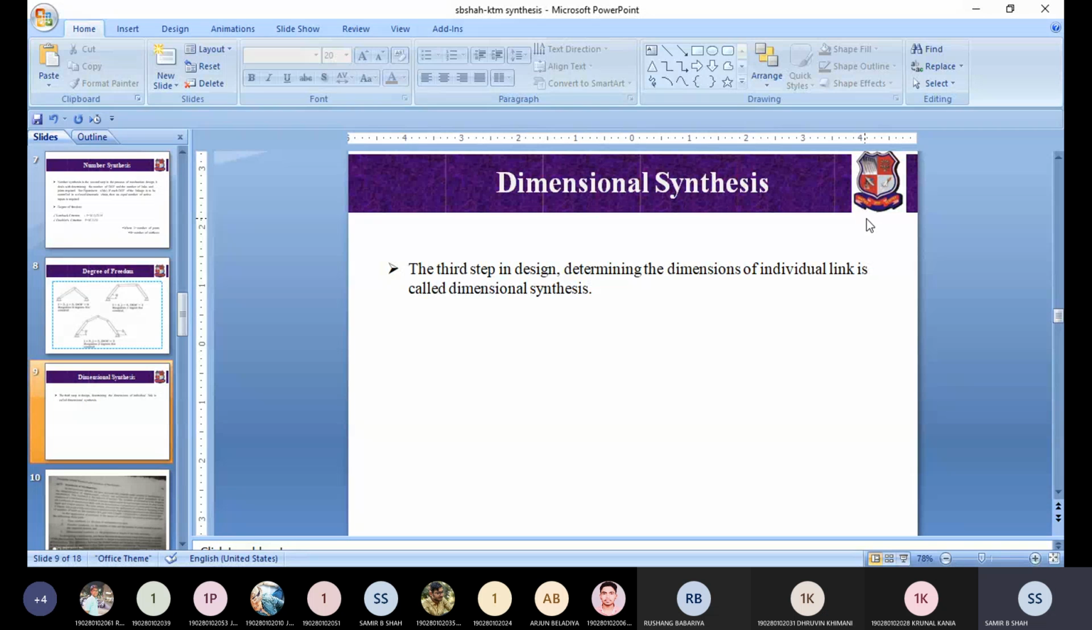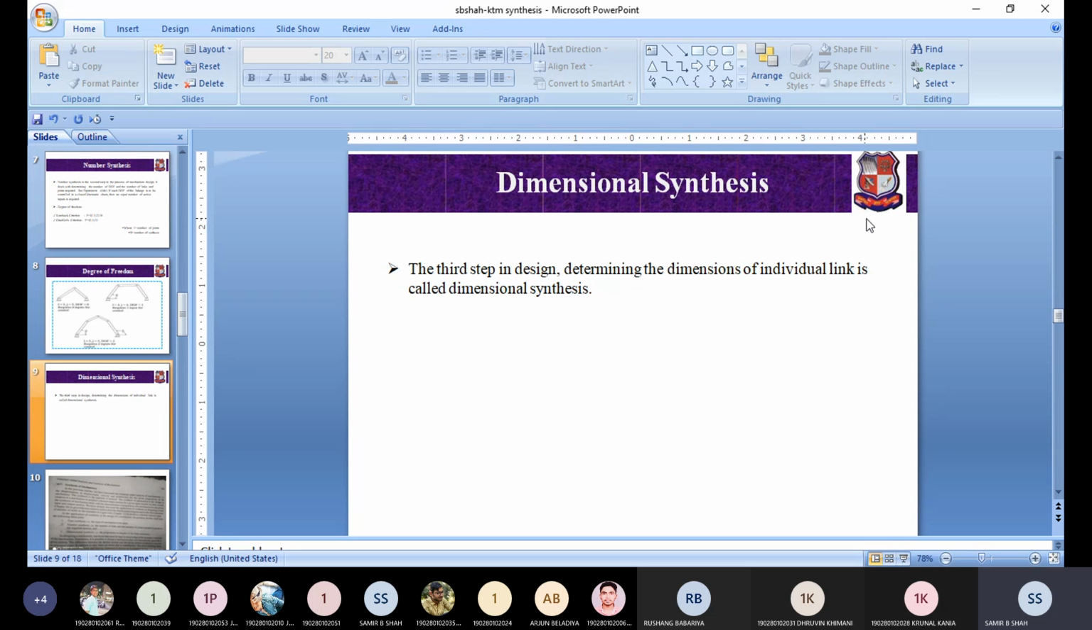So these are the basic three syntheses: type synthesis, where the type of mechanism to be used is decided; number synthesis, the number of links and joints needed to produce the required motion; and dimensional synthesis, the proportions or lengths of the links necessary. In designing syntheses, one factor that must be kept in mind is the accuracy required of the mechanism. Accuracy is very important when we talk about designing the synthesis. Already we know that synthesis means the design of individual links. Now when we start the individual design of the mechanism, what happens?